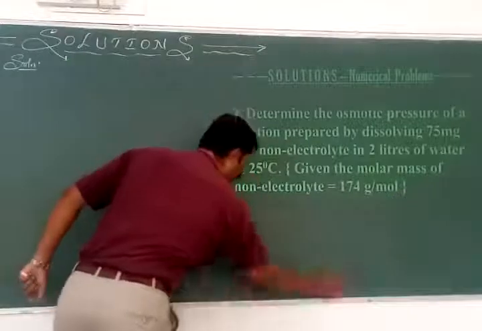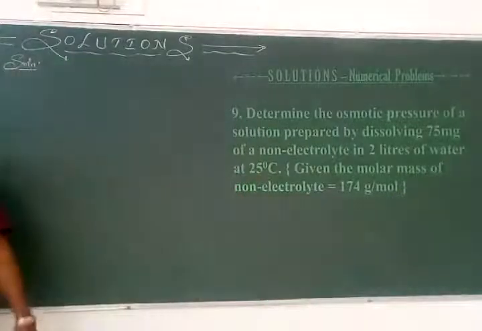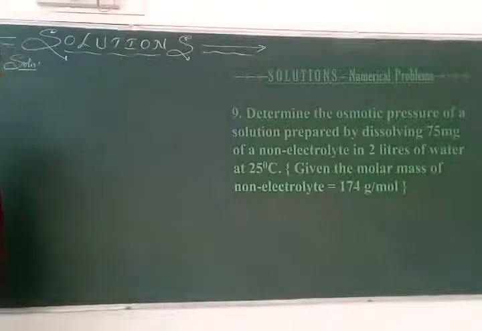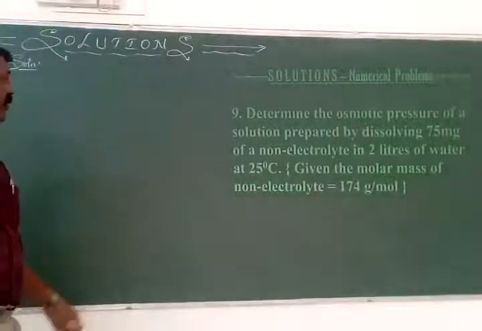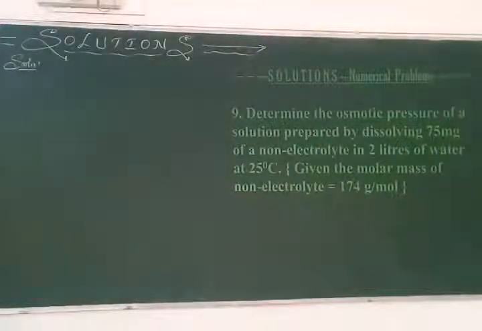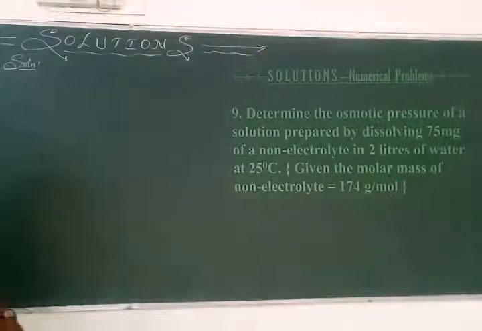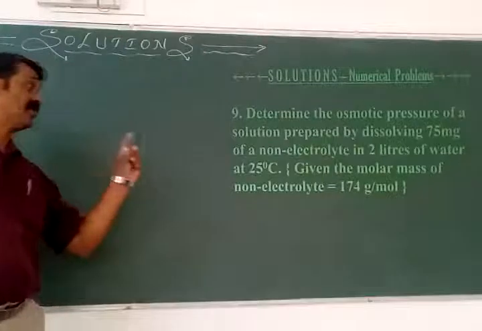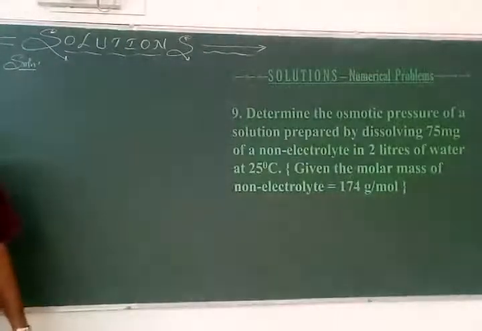Let's move on to the 9th now. Determine the osmotic pressure of a solution prepared by dissolving 75 milligrams of a non-electrolyte in 2 liters of water at 25 degrees Celsius, given the molar mass of the non-electrolyte is found to be 174 in terms of gram per mole.